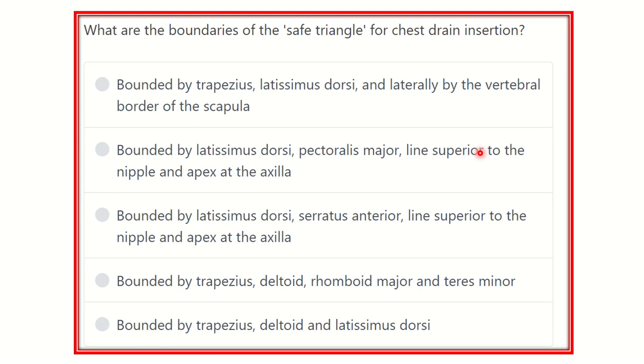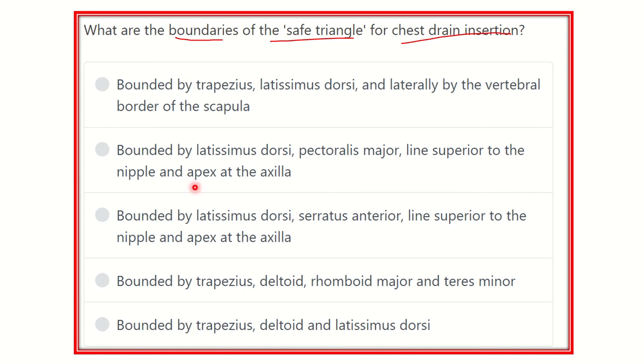Here is the question. What are the boundaries of the safety triangle for chest drain insertion? That means the safety triangle of the chest, through which the intercostal chest drain tube is inserted into the pleural cavity. So here we can see what the boundary is. It is a direct question on the safety triangle of chest drain insertion.